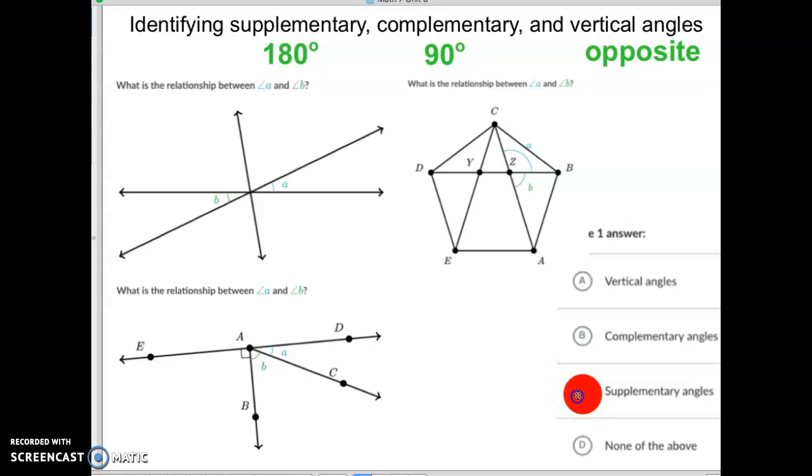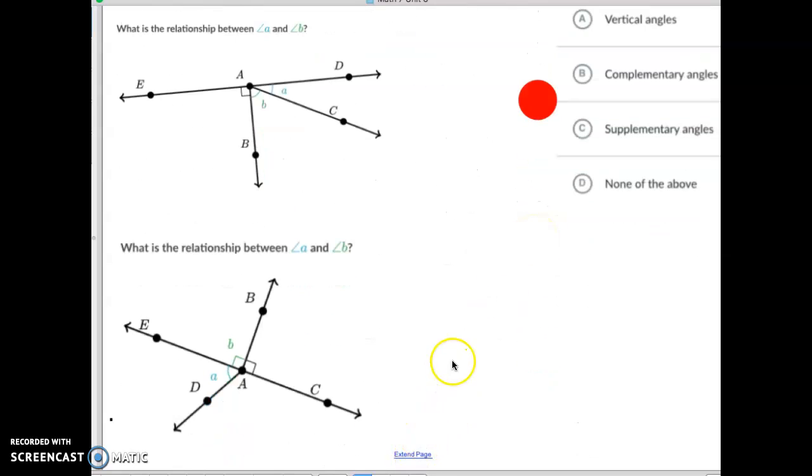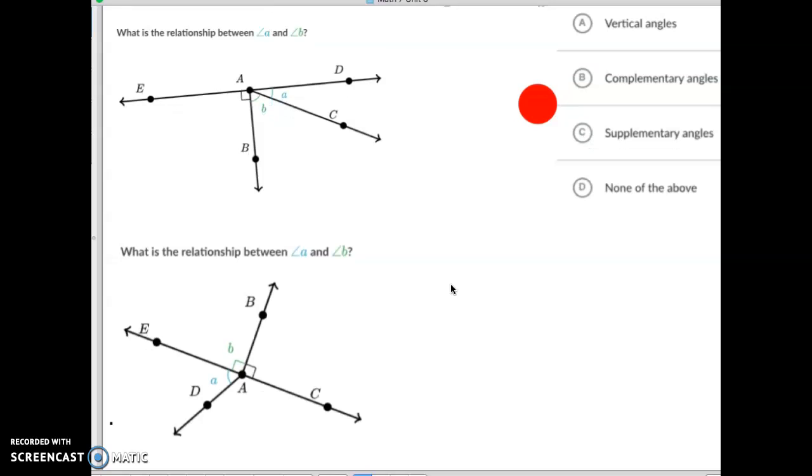Now, there is also a none of the above option here too. And none of the above means that it's two angles that don't add up to 180, that don't add up to 90, and are not opposite of each other. So let's look at what that might look like. So down here, I want you to look at these two angles, A and B. On this one, you'll notice that angle A goes from here to here, angle B goes from here to here, but you'll notice that this here is not a straight line. So it makes an angle bigger than 90 degrees, but not quite 180 degrees. So it's something between 90 and 180.